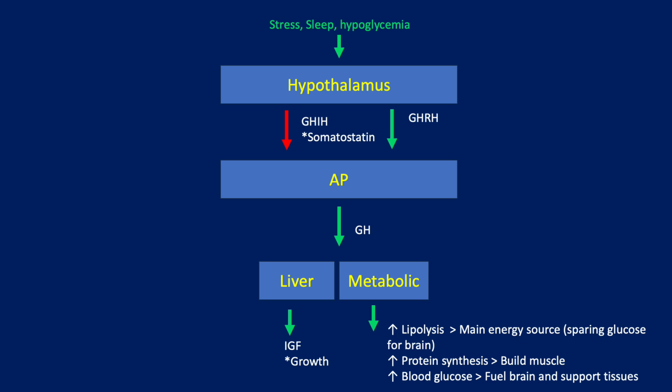Note, these metabolic effects are system-wide. So within the bowel, growth hormone will aid absorption of nutrients by a range of effects including enhancing mesenteric blood flow, stimulating mucosal growth, and also enhancing absorption of nutrients.